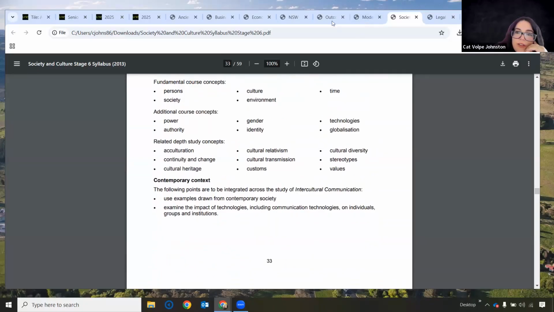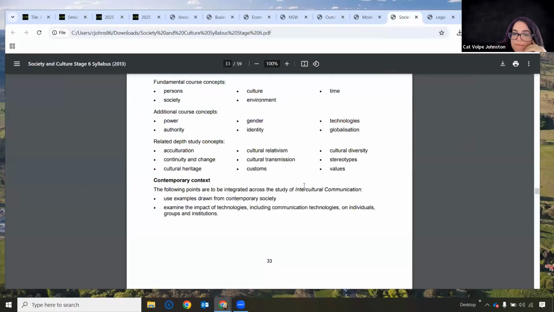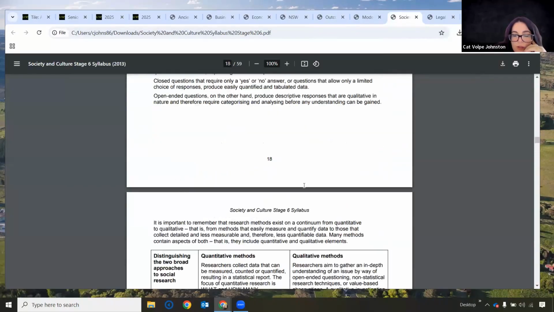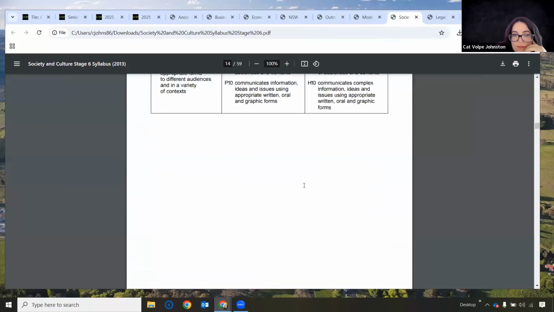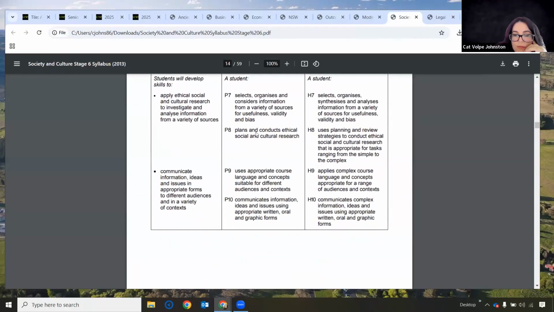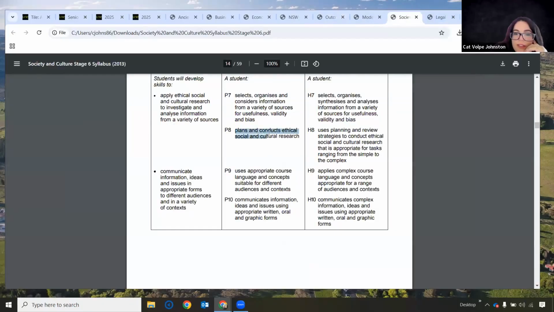That also means that it doesn't really work. When you look at the skill-based outcomes, we've got 7 and 9. I've said not to use 8 or 10. There's a reason for that. Right, do not use 8 or 10. So 8 is plans and conducts ethical, social, and cultural research. And obviously we've got the communicates we're not using.